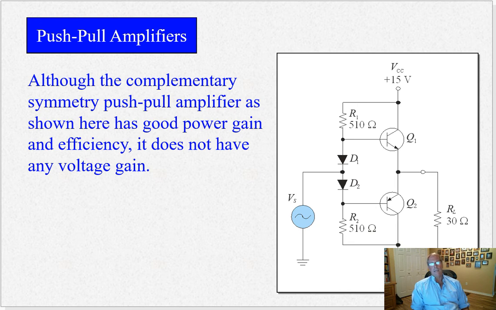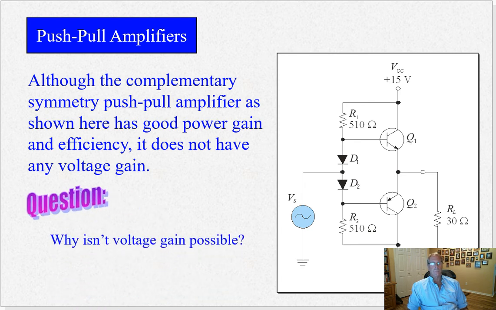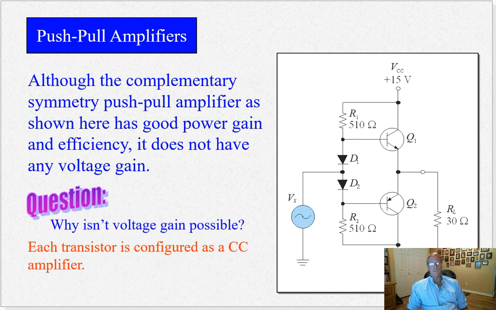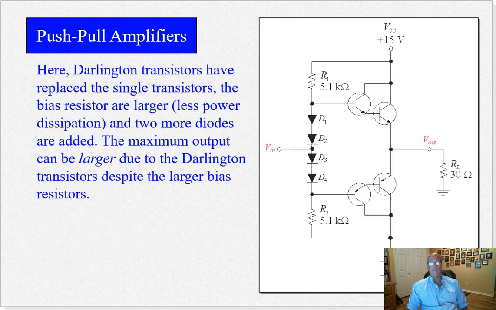It doesn't have any voltage gain, right? Why? Recognize this. Remember, the load is coming off of the emitters. That's a common collector setup. Common collector never has any voltage gain, but it has power gain. Lots of power gain, no voltage gain. And that's what I just said. Emitter follower, I should say, not common emitter.